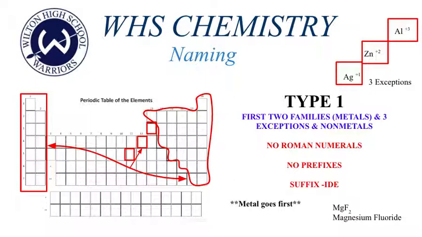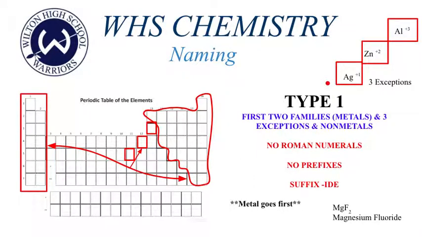So first we have type 1. These have to do with elements in the first two families, right here, all the way to the left, and these are metals. Then it has to do with nonmetals, which are the elements past this little staircase, as we like to call it. And then it has to do with the three exceptions, the ones in the boxes right here. The three exceptions are aluminum, which is a +3 charge, zinc +2, and silver, which is a +1, which I put up right in this corner.